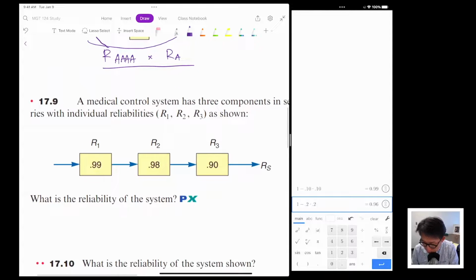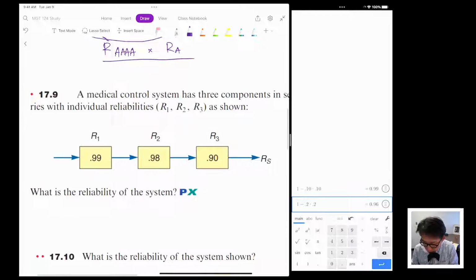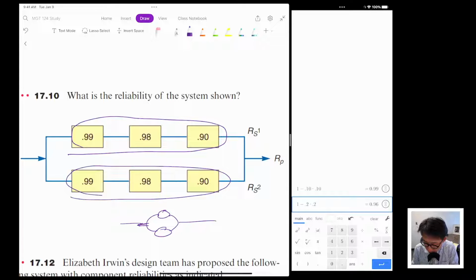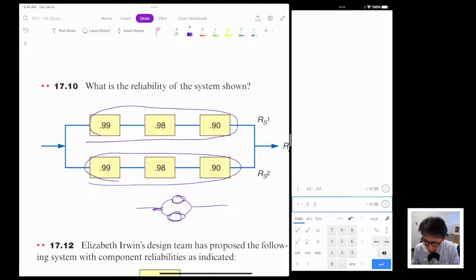This one I don't think I need to mention. This is again a very simple series design. And this one, to me, looks like a parallel redundant design. So you have to simplify all three of them. All three of them are series systems, so you multiply 0.99, 0.98, 0.90. That gives you the reliability of the upper layer. You multiply 0.99, 0.98, 0.90, and that gives you the reliability of the lower layer. That eventually will be simplified into this, and I think you have adequate knowledge to solve the reliability for this one.